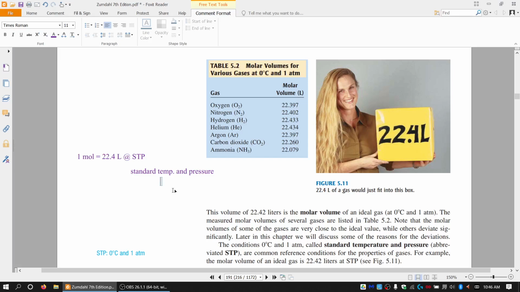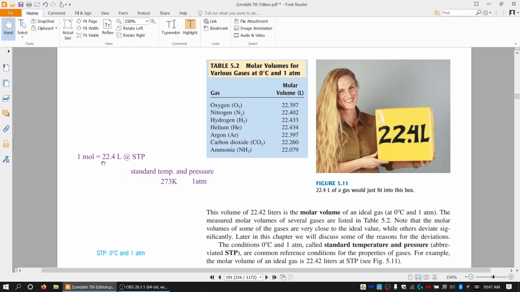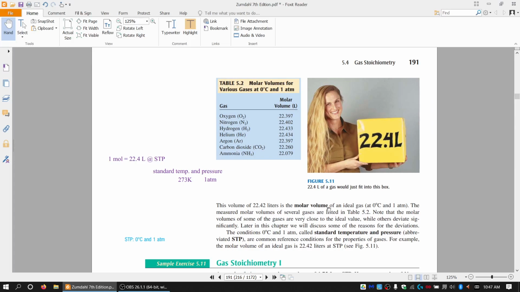So a lot of students get confused and they'll think that STP is 25 degrees Celsius, which is room temperature, but in fact it's actually 0 degrees Celsius. So it's 0 degrees Celsius, 273 K, and then the pressure of 1 atmosphere. Okay. And so as long as a gas is at that temperature and at that pressure, you can use this equality in a unit conversion, which will fit in any stoichiometry problem. So if I want to go from moles to liters or liters to moles, provided that I'm at STP, I can use that in my stoichiometry problem. So that's the molar volume of an ideal gas.